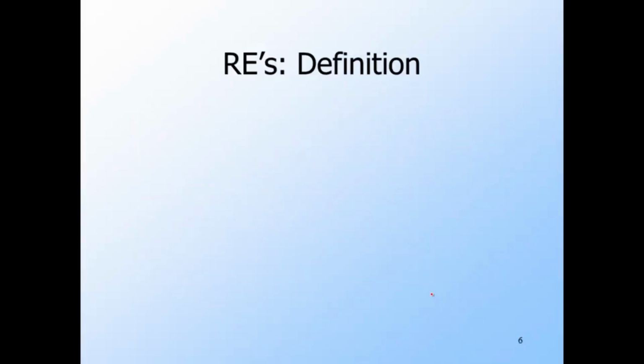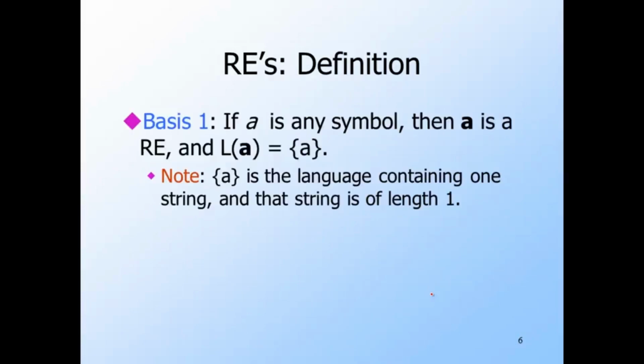There are three parts to the basis in the regular expression definition. The first part is for single symbols. If A is a symbol, then A also denotes a regular expression. The language that this regular expression denotes is the language with one string. That string has length 1, and the one position of that string has A in it.